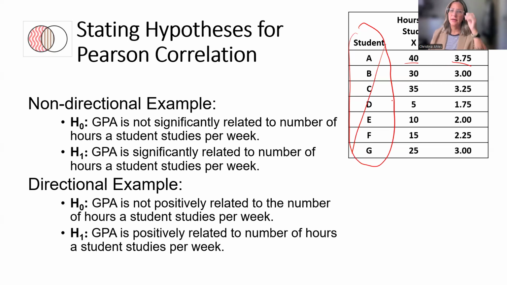If we were to look at this in a non-directional manner, our alternative hypothesis would be that GPA is significantly related to the number of hours a student studies per week. Maybe we have a direction we're looking for, and we predict that GPA is positively related to the number of hours a student studies per week, meaning that as the hours of study go up, the GPA goes up. There's a ton of research behind that. I'm sure you could have guessed that. So there's an example of that.